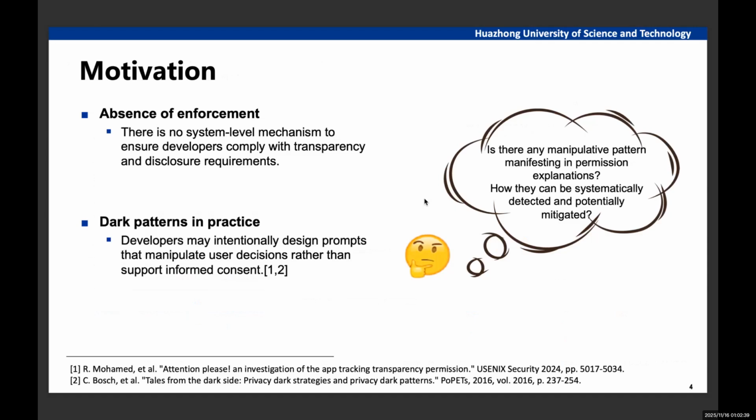There is no system-level mechanism to ensure developers comply with transparency and disclosure requirements, and prior work has found some developers may intentionally design prompts that manipulate users' decisions rather than support informed consent. This motivates us to ask: is there any manipulative pattern manifesting in permission explanations, and how can they be systematically detected and potentially mitigated?